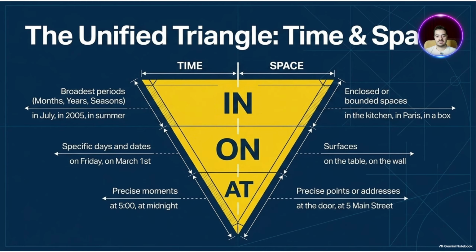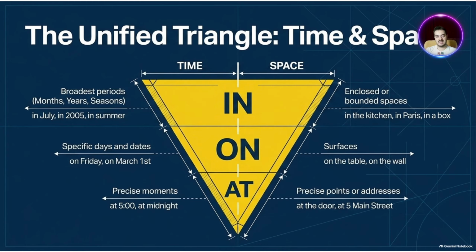Now, the same rules apply in space, so we use the word in for enclosed or bounded spaces. For example, in the kitchen, in Paris, in a box, or in a park, even. Remember, the rule is when you have a border. If you can draw a border for the place that you're trying to describe or talk about, you can use the word in. However, with the word on, it only depends on the surfaces.